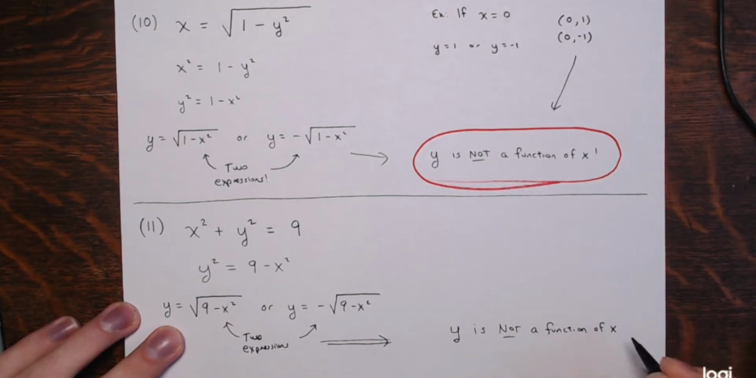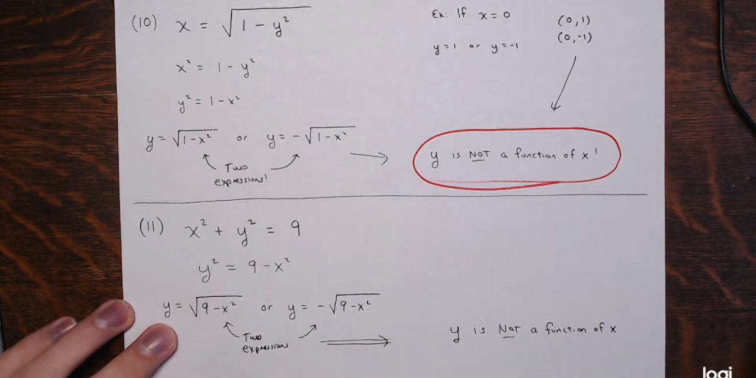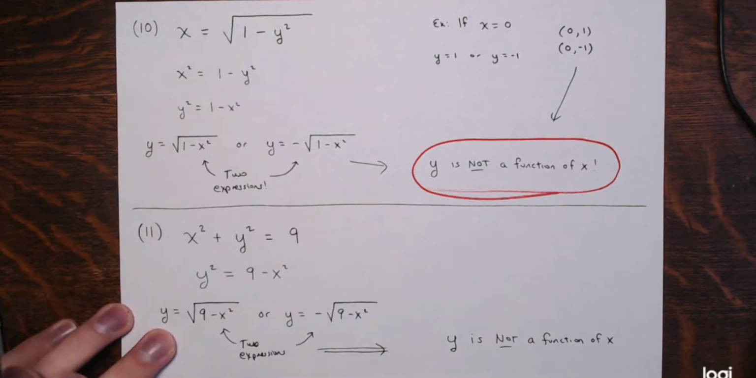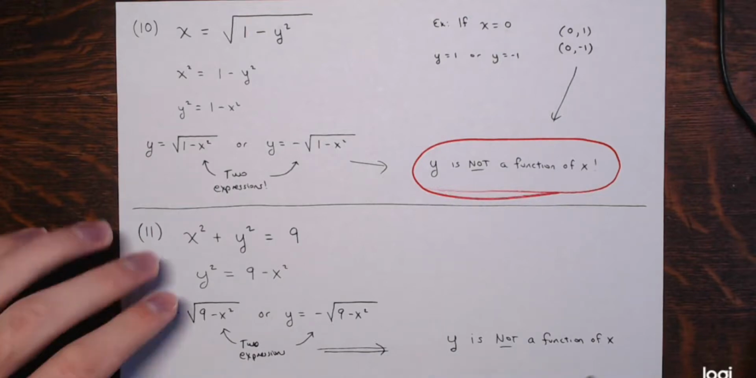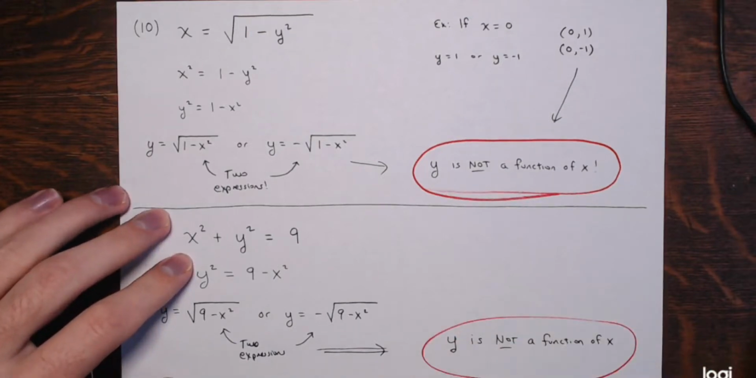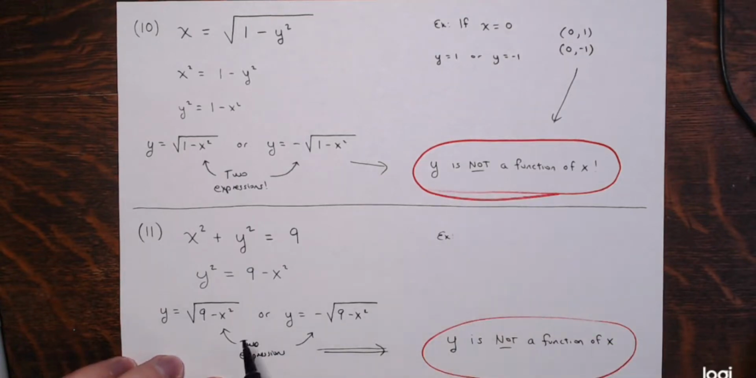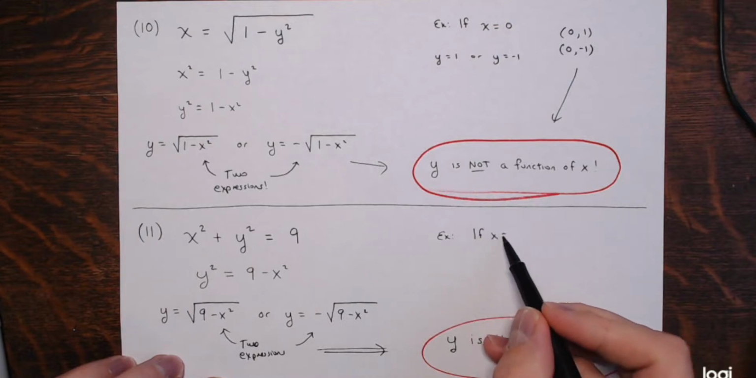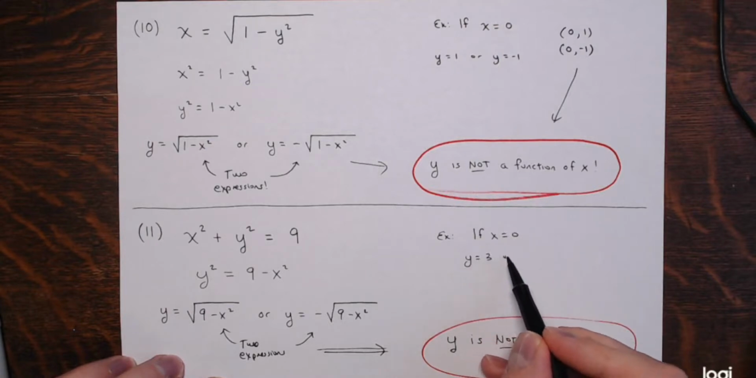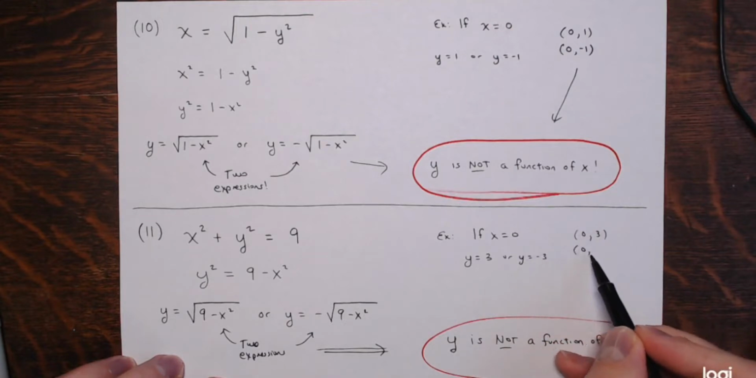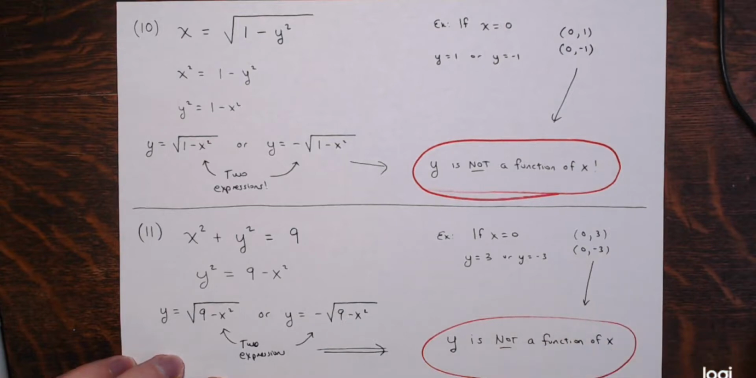Right, and nor would x be a function of y. The same thing would happen if you solve for x. In number 10, x is a function of y. But here in number 11, x would not be a function of y, so it wouldn't work either way. And you can verify that for yourself if you want. And then just one example to show you, again, very simply, if x were 0, y would be 3 or negative 3, right? There's two of them. So 0 would pair with 3. 0 would also pair with negative 3, leading you to the statement, hey, y is not a function of x here.